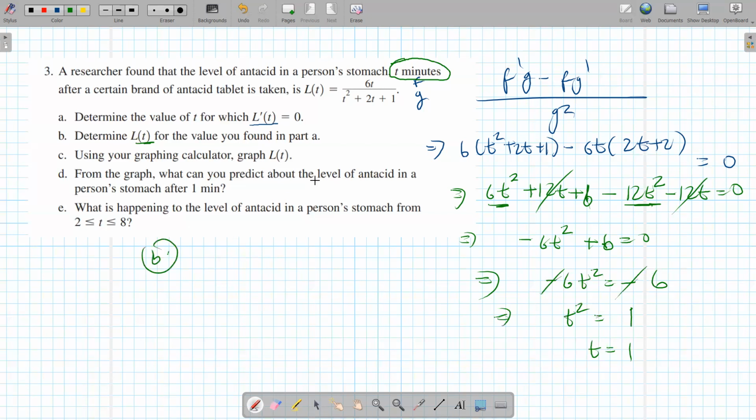So to do part B, you just plug in 1. You just find L of 1. That'll be 6 over 1 plus 2 plus 1. That's 6 over 4, 1.5. Cool.